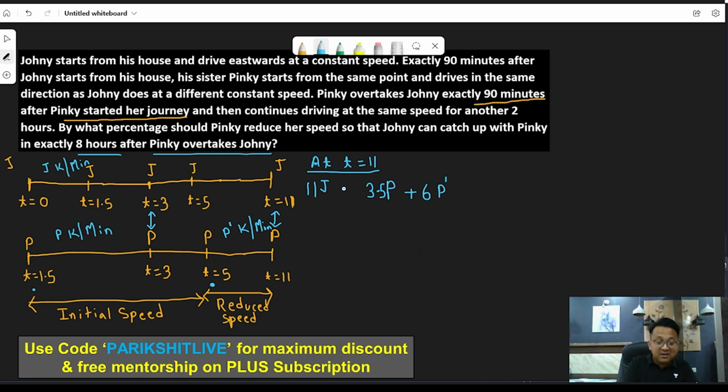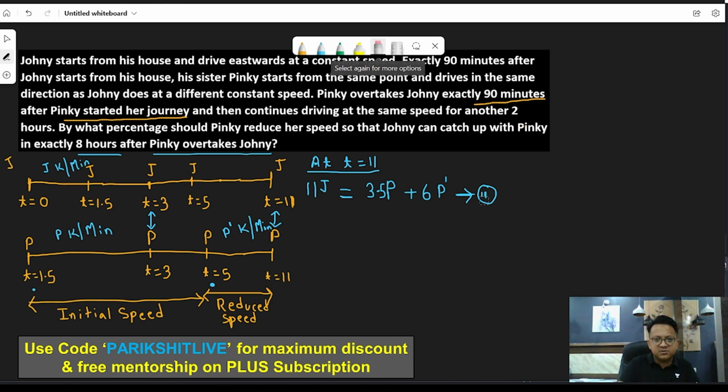Remember, this is the distance traveled, and the distance traveled, as you can see in the diagram, is the same at t is equal to 11 hours. So can I say both of them are equal? Let's call this equation 1. If you are able to frame this, I think you are almost done. Clear? Next.